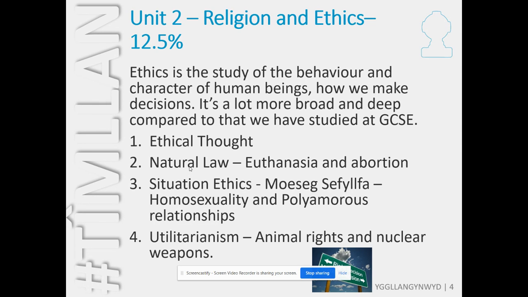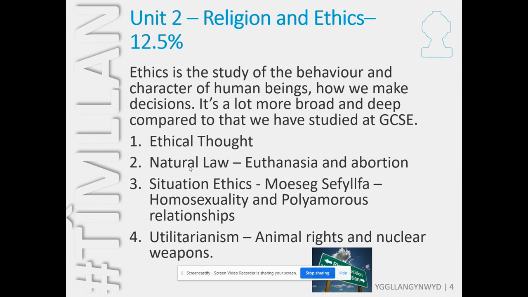So the subunits then are, the first one is ethical thought, where we look at just different ethical theories. Then the second unit is natural law. So this is a specific ethical theory. And then we apply that theory to euthanasia and abortion.